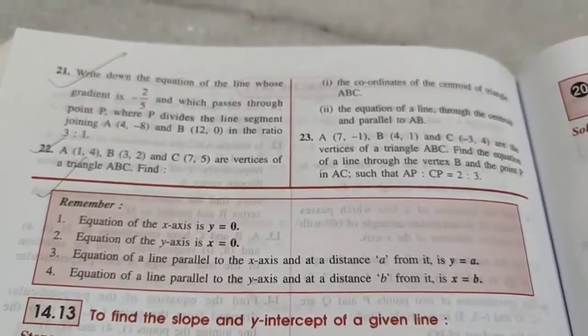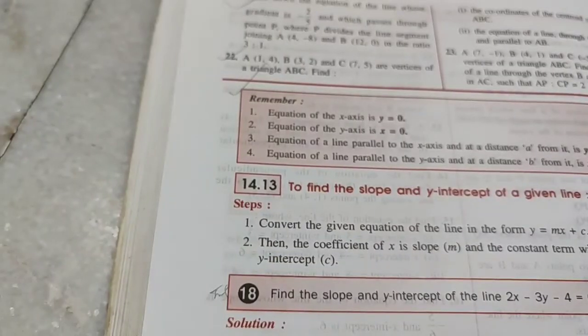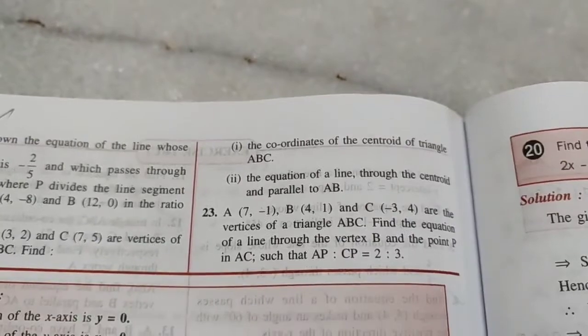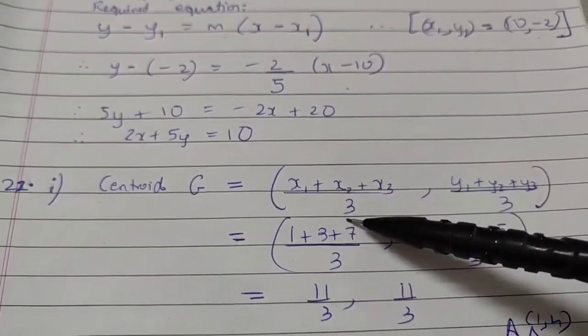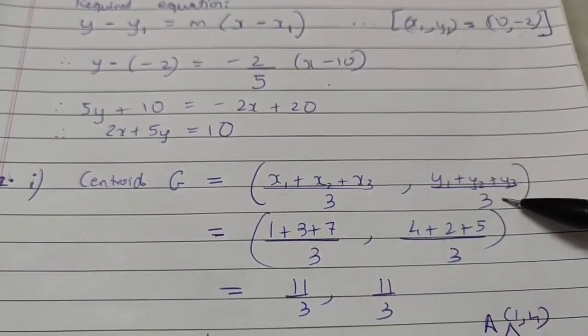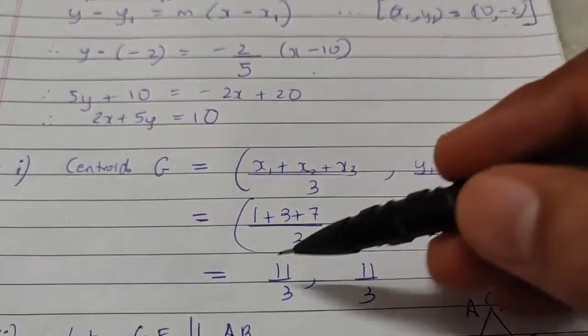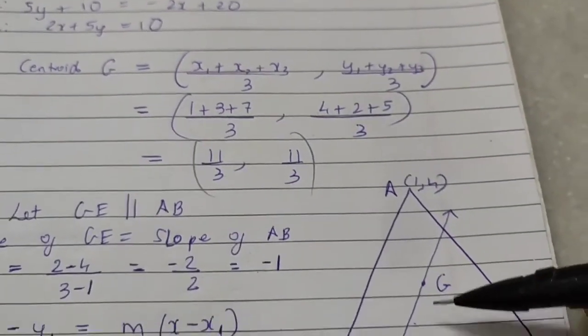And finally the 22nd sum. Here the three vertices of a triangle are given and find the coordinates of the centroid first of all. Oh, that's easy. We know the formula for centroid is just take the average of the x coordinates and the average of the y coordinates. So I'm getting this as the answer. Put brackets here. That was centroid G.